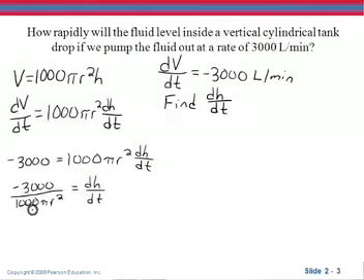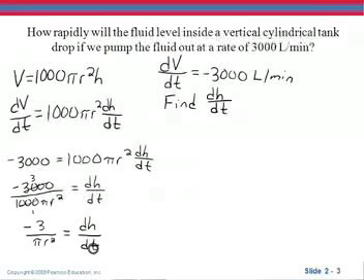And I'm going to simplify. 1,000 goes into the bottom and into the top, so that's going to be negative 3 divided by pi r squared. And that is the change in our height, or the fluid level, with respect to time. Now notice that I need to know what the radius is. So depending on what the radius is, that tells us how quickly the fluid level will be dropping.